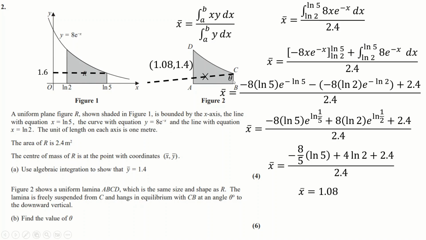So that's 1.6. And then I can just do 1.6 minus 1.4 to find a little distance here of 0.2. And then this length here, I think, is log 5 minus the distance x across here. So it's 1.6 minus 1.08, I believe, which is this. So log 5 is all of that, and then 1.08 is to the centre of mass. So it's just log 5 minus 1.08, which is that. And then I can just do tan inverse of opposite over adjacent, and I'll find my angle of 69, which is nice.